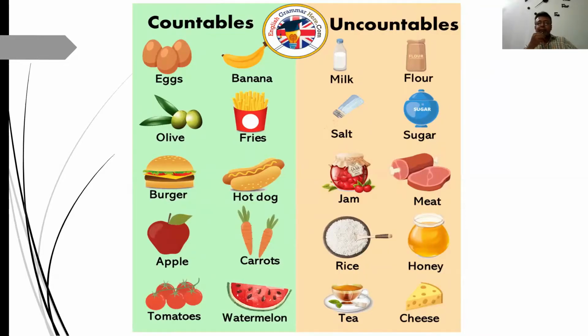And here's a picture that tells you all what I mean by countable and uncountable nouns. For example, we can count eggs, bananas, fries, olives, hot dogs, burgers, and so on. But we cannot count milk, flour, salt, sugar, jam, meat, rice. But we can count their containers, right?